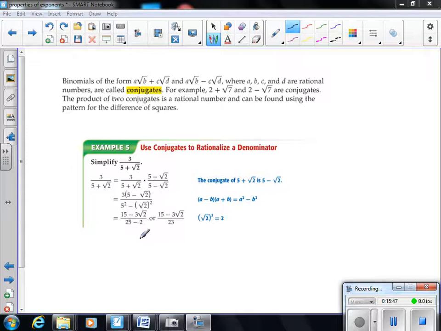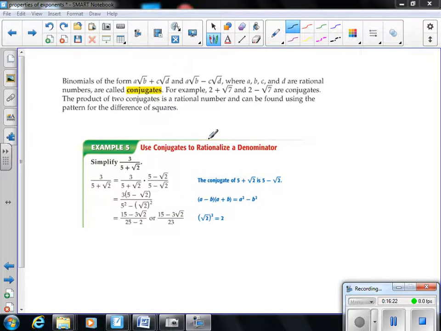Now we can also use something else. Let's take a look at this example. We have 3 over 5 plus the square root of 2. How do we get rid of this when you have 5 plus the square root of 2? We're going to use something called a conjugate. Binomials in this form, a times the square root of b plus c times the square root of d, and a times the square root of b minus c times the square root of d, where those are all rational numbers, are called conjugates. Okay, and if you were to do FOIL on those, you can find that it's the difference of 2 perfect squares.